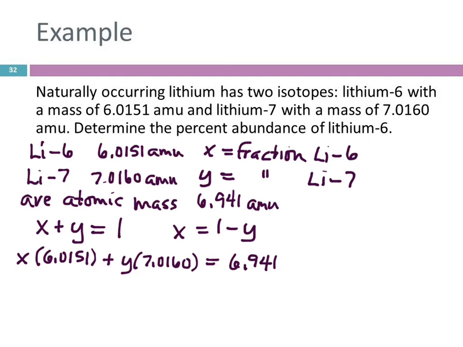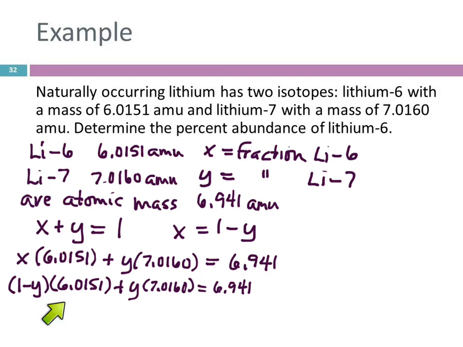So here, instead of writing x, I'm going to write what x equals, which is 1 minus y, times 6.0151 plus y times 7.0160, and that's equal to 6.941. We do run into algebra like this in chemistry, and when you're doing problems like this, the more steps you write out, the better. Because when you do things in your head, sometimes funny stuff happens, and funny stuff is usually wrong. So it's better to be safe and write everything down.